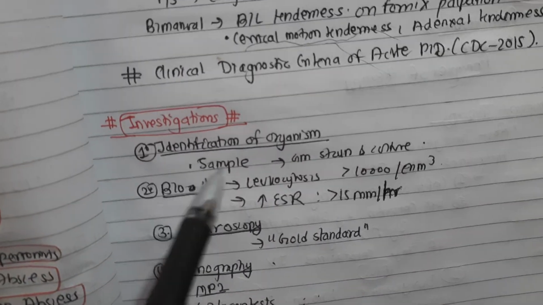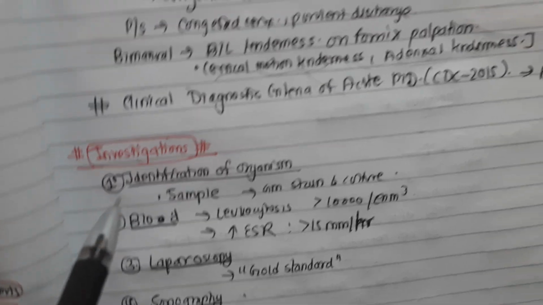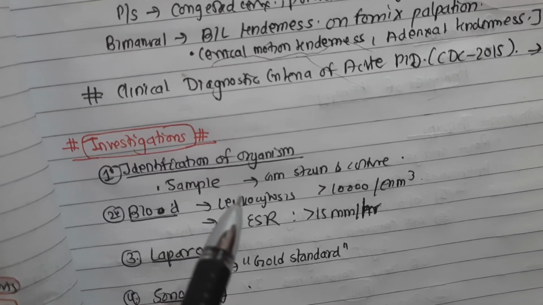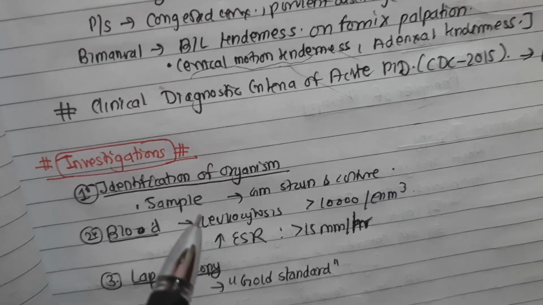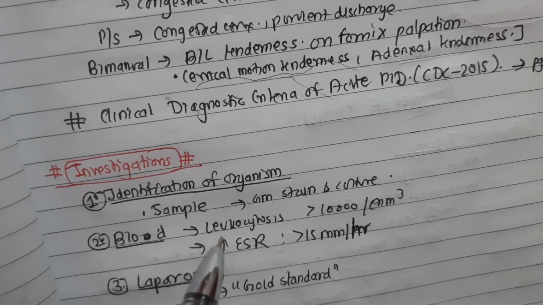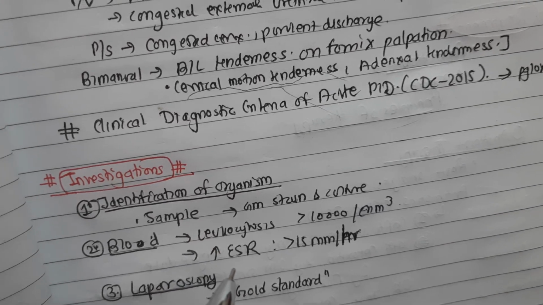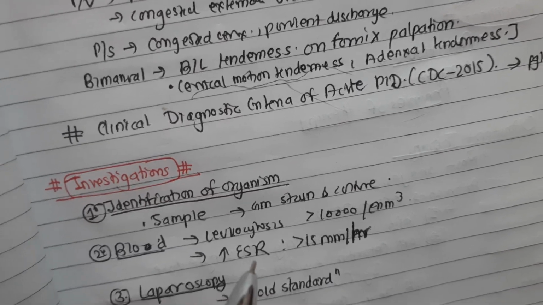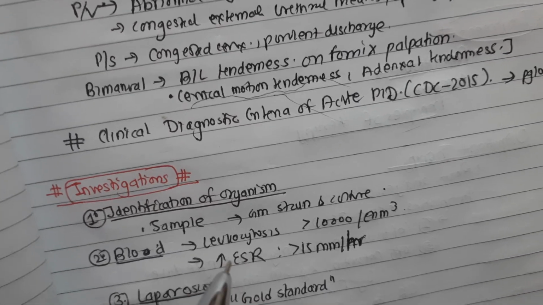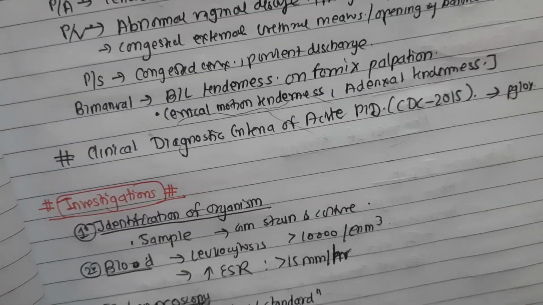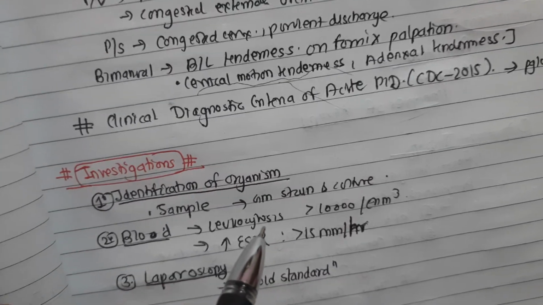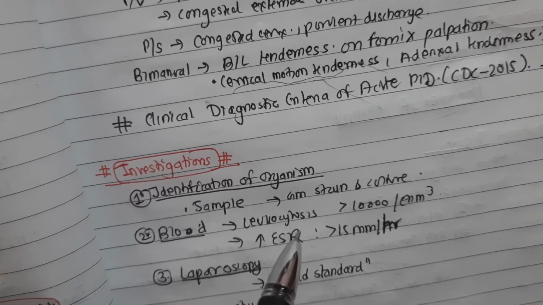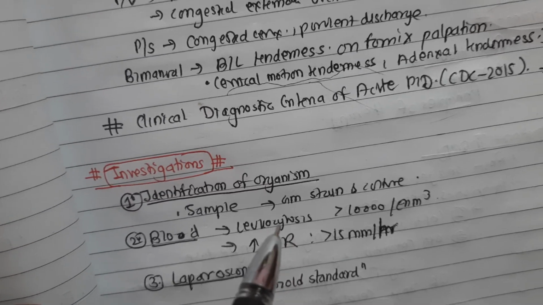Now we will move on to the next part, that is investigation. The investigation focuses firstly on the identification of the organism. The samples are collected from various available sources, like we may collect discharge from the urethra or Bartholin's gland, from the cervical canal, or we may collect pus from the fallopian tube through laparoscopy or laparotomy. The material so collected is subjected to gram stain and culture, and the finding of gram negative diplococci is suggestive of gonococcal infection.